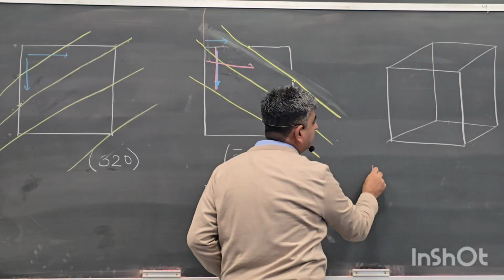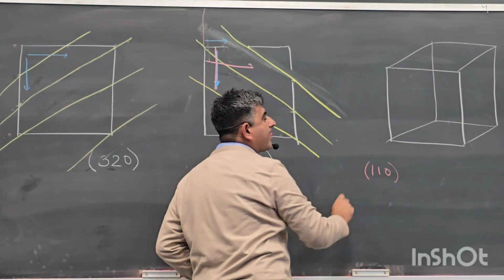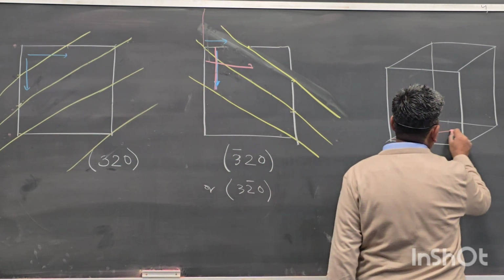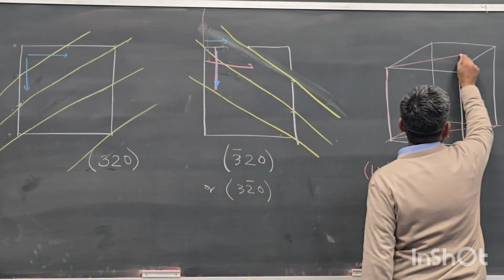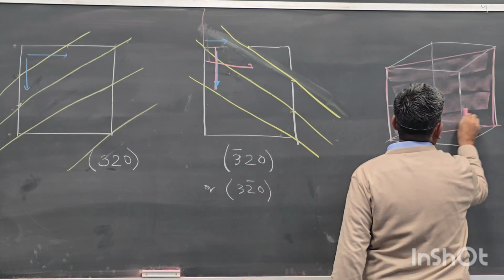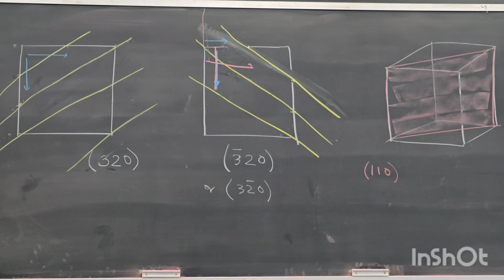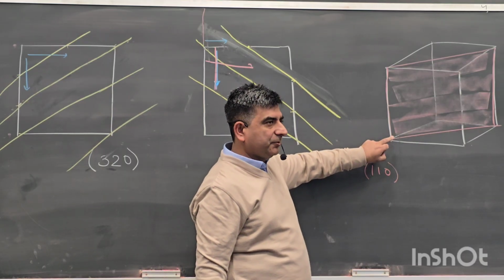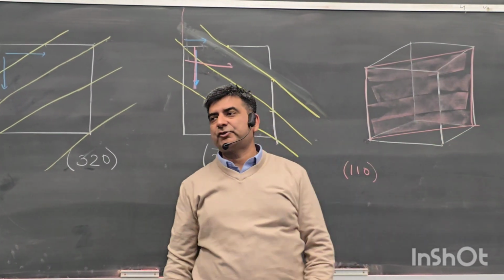Suppose I want to draw the 1, 1, 0 plane. What would that plane look like? This plane, right? That's the 1, 1, 0 plane. The bottom. It intercepts the a-axis at unit length, b at unit length, and doesn't intercept z. So it's parallel to z.